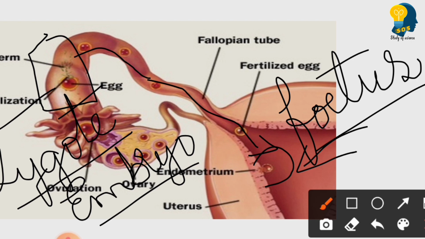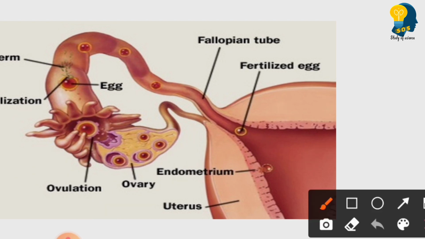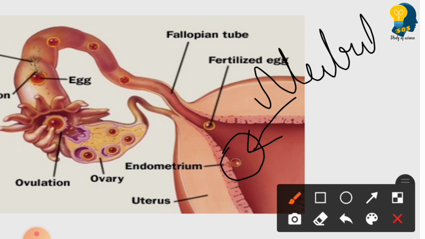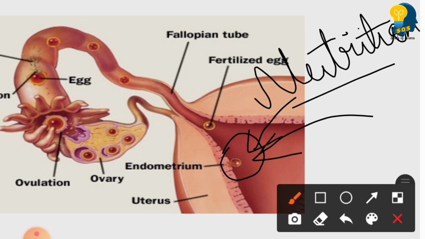Correct. So now, after the implantation, what happened? This embryo got implanted. So after the implantation of the embryo, it has to develop, right? For the development of this embryo, the embryo needs nutrition. See, if we have to develop, if we have to increase our body size, what is needed? We need nutrition for our body, right? Similarly, for the development of this embryo also needs nutrition.